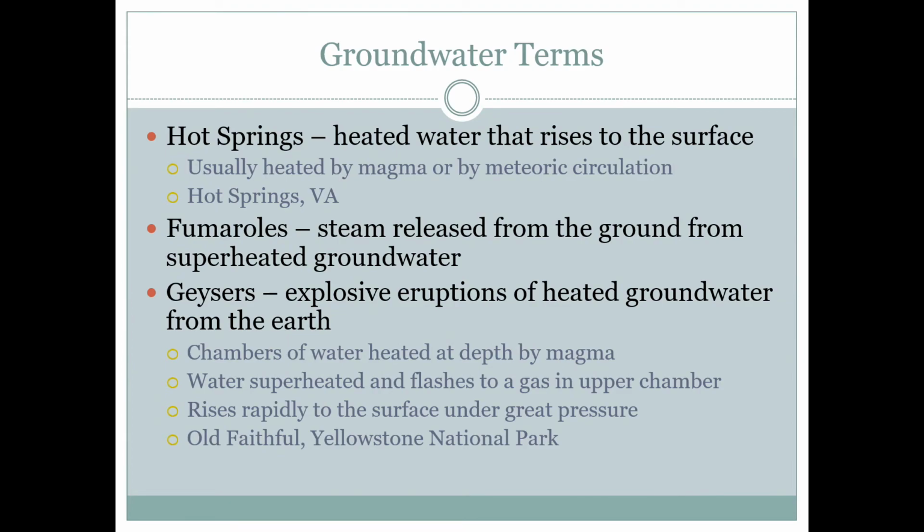Geysers, again, are typically found around magma sources because this water is extremely hot. These are explosive eruptions of heated groundwater from the earth. And typically how this works is that the chamber of water underneath will be heated by magma. The water superheats and then flashes to a gas at some point. Then it rises rapidly up to the surface through some conduit and then spills out onto the surface for a few seconds or 30 seconds or a minute or whatever.